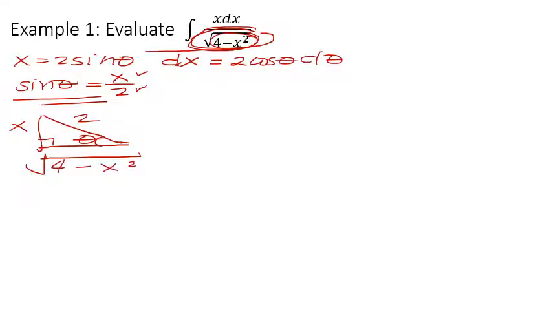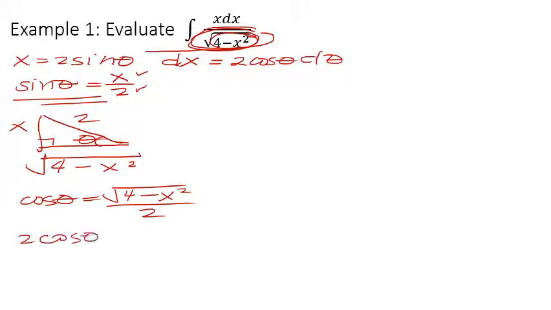So 4 minus x squared, in terms of your trigonometric function, we have cosine theta. So cosine theta is equal to the square root of your adjacent side, 4 minus x squared, over 2. So to get square root of 4 minus x squared, you can have 2 cosine theta is equal to the square root of 4 minus x squared. Now you could substitute the value in terms of your trigonometric function.